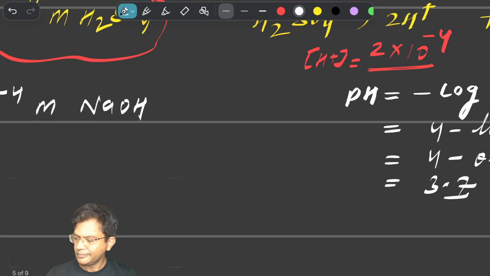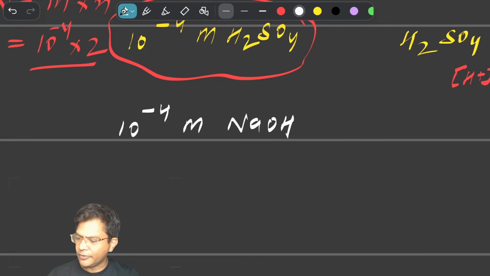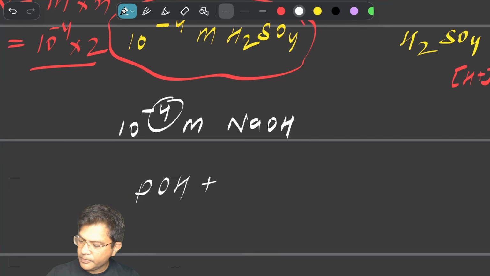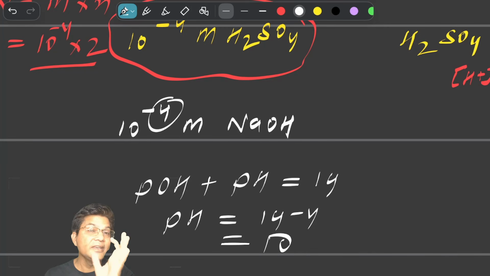Now 10 raised to power minus 4 NaOH. So directly you can do whatever is written over here, that is pOH, and we know that pOH plus pH is equal to 14. So pH is equal to 14 minus 4, that is equal to 10 is your answer. I hope you got it. Now my dear students, after doing such type of questions, we will go to the pH of weak acid.